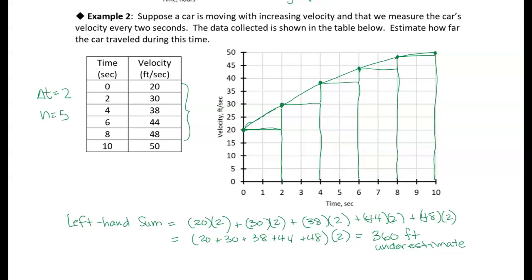Okay, now there's another way that we can estimate the distance. We could assume that we're going to use the right-hand data point for the area of the rectangle. So we assume we are at 20, and then suddenly we jumped to 30, and we went at 30 for the first 2 seconds. Then over the next 2 seconds, we were going 30, and then we suddenly jumped to 38. Okay, so in order to get the right-hand sum, the right-hand Riemann sum, we're going to use the right-hand data points.